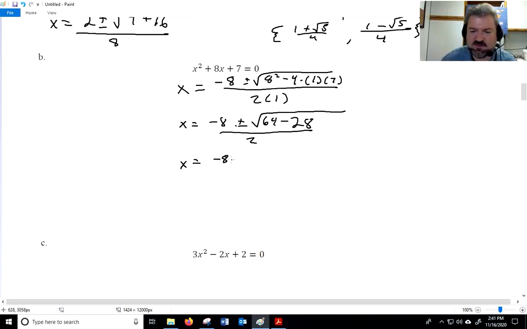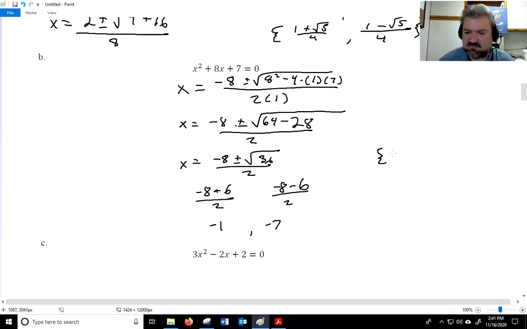So 64 minus 28 is 36. So that is a perfect square. So this is where we're going to split it up. The square root of 36 is 6. So we have negative 8 plus 6 over 2 and negative 8 minus 6 over 2. So that becomes negative 2 over 2, which is negative 1. And that becomes negative 14 over 2, which is negative 7. So those are our solutions, negative 1 and negative 7.